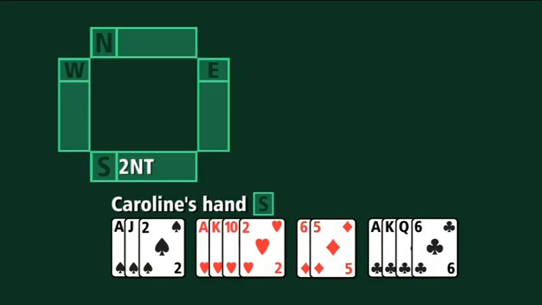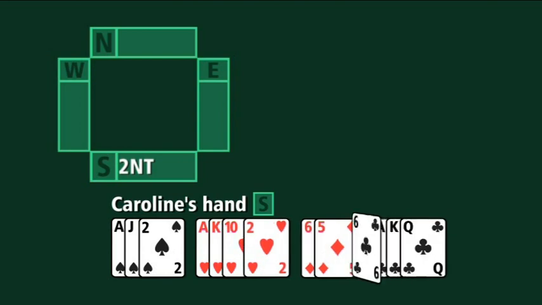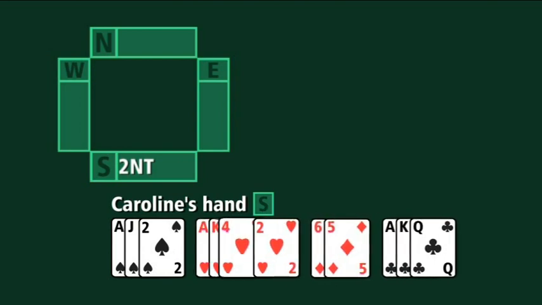And it would still be correct for Caroline to open 2 no trumps if I change her hand slightly so that she has a 5-card major. Good. Now we're going to move around and have a look at the strategies for the responder to a 2 no trump opening bid.